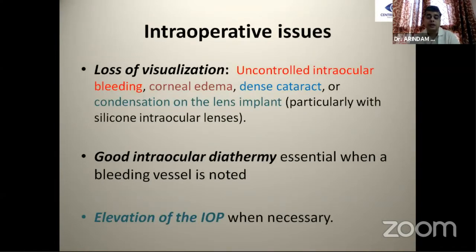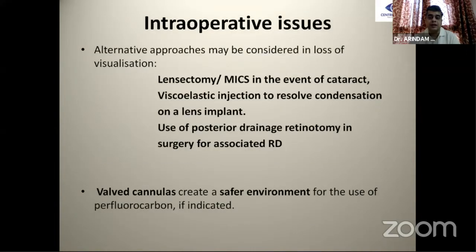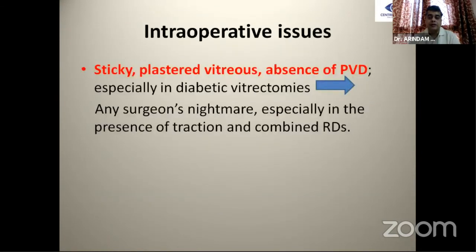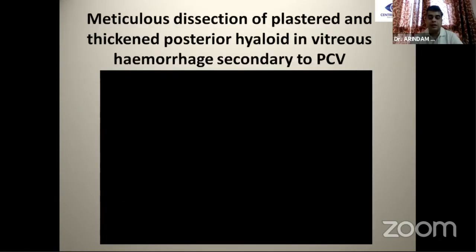Loss of visualization due to bleeding, corneal edema, dense cataract, or condensation on the lens implant can happen. Good intraocular diathermy is essential when a bleeding vessel is noted. Elevation of IOP is necessary. Alternative approaches should be considered in cases of loss of visualization. Sticky plastered vitreous, absence of PVD, especially in diabetic vitrectomies, can be any surgeon's nightmare.